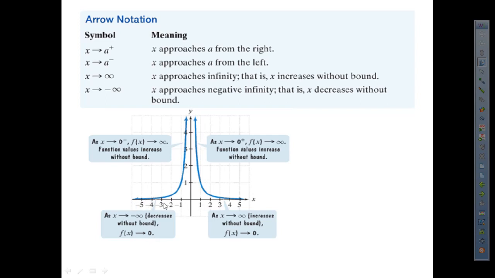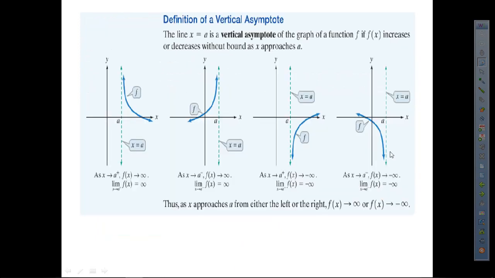It's just getting closer and closer and closer to 0, tinier and tinier and tinier. And the same thing happens over here. As x approaches infinity, in other words, x goes off to the right side forever and ever, then the y value is going to approach 0.